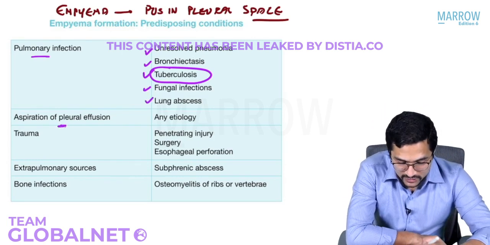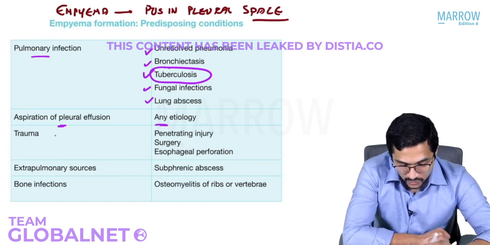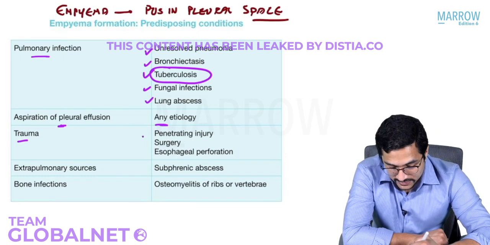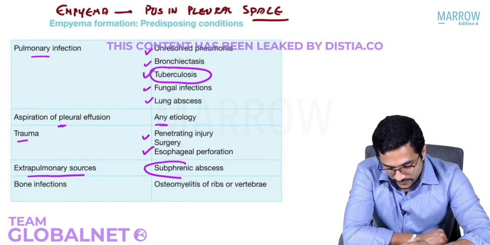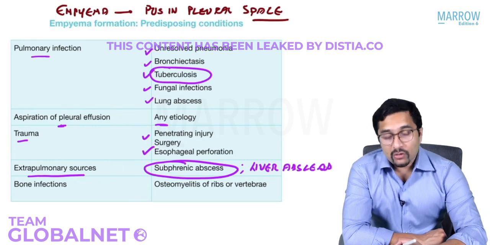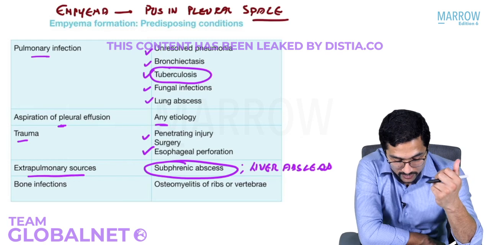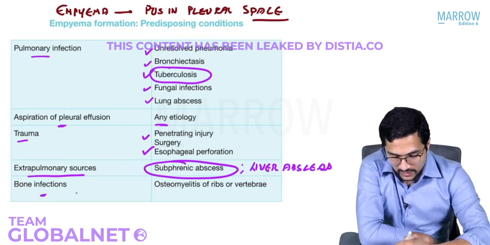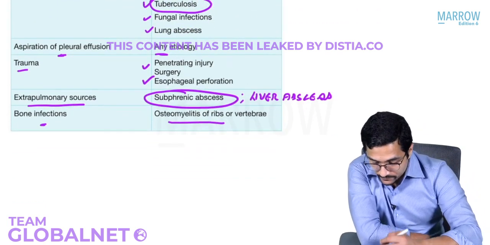There can be aspiration of pleural effusion which can give rise to infection. Trauma, that means any injury, or esophageal perforations. There can be a subphrenic abscess or a liver abscess which can rupture into the lung and can give rise to empyema. So you can have a right lobe liver abscess which can rupture, and that can also give rise to empyema. Or bony infections like osteomyelitis of the rib or the vertebrae can also predispose to empyema.